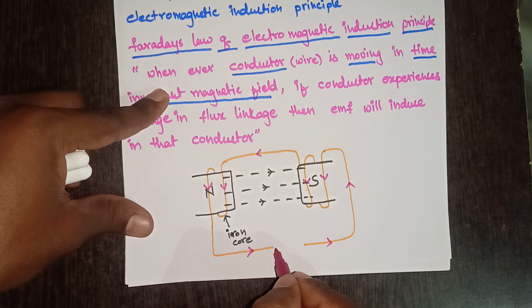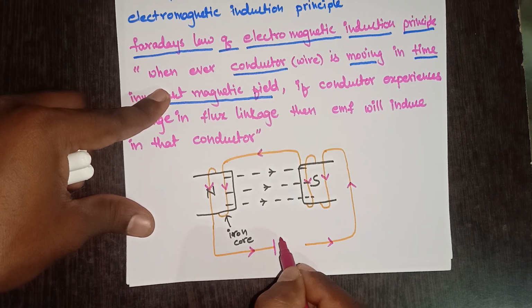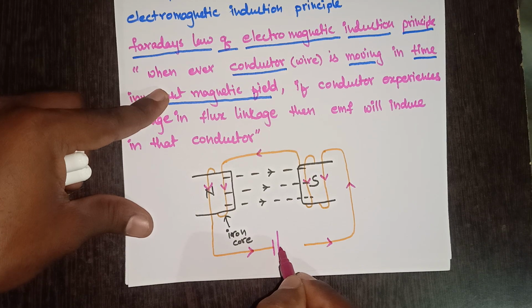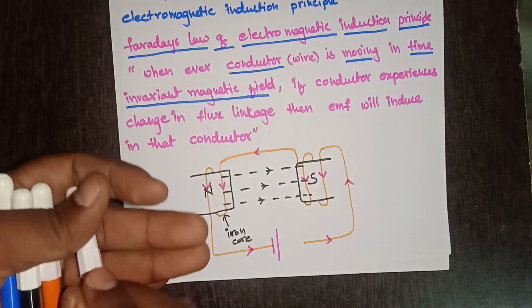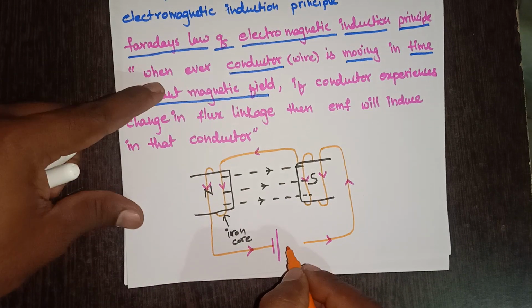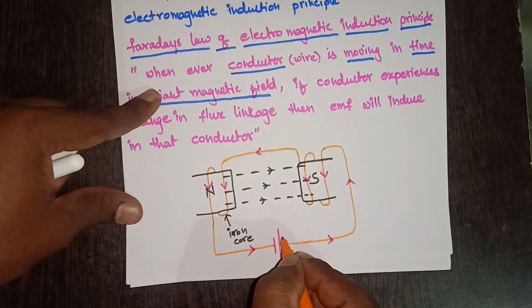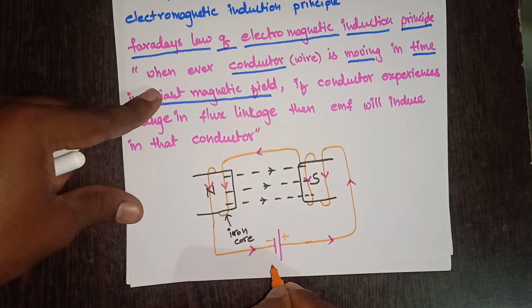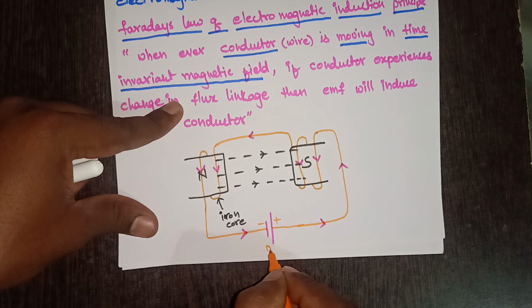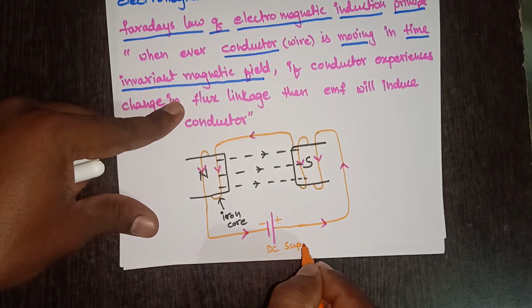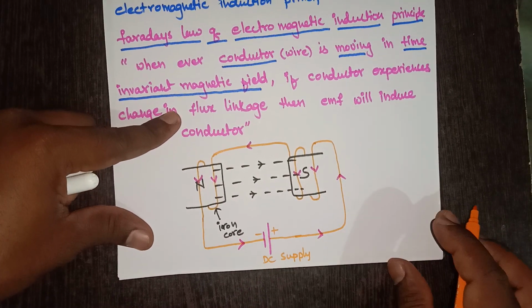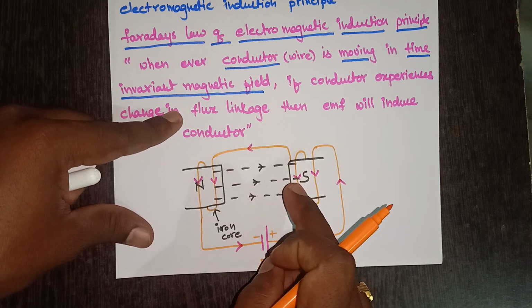So here current has to flow in this direction, which means your DC supply connection should be in this way. Let me consider this as positive, this as negative. I can write it as DC supply. So this type of arrangement we can call an electromagnet, right?